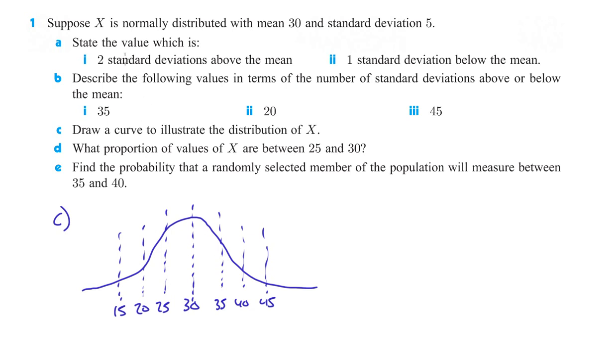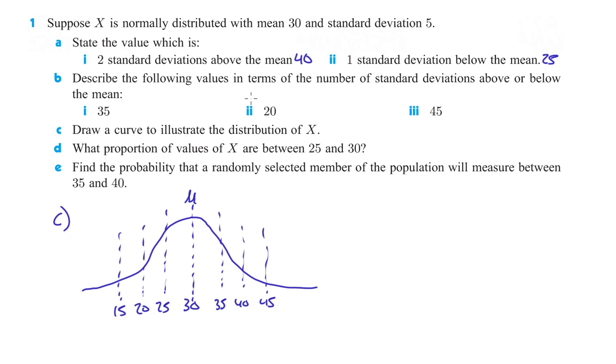Okay, so now state the value which is 2 standard deviations above the mean. So here's our mean, which really we should write as mu, which really looks like an M anyway, doesn't it? Just a funky looking M. 2 standard deviations above the mean is 40. 1 standard deviation below the mean is 25. So see how it's much nicer and easier once we have a picture.